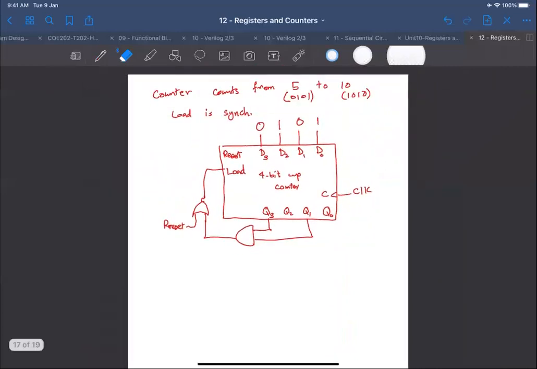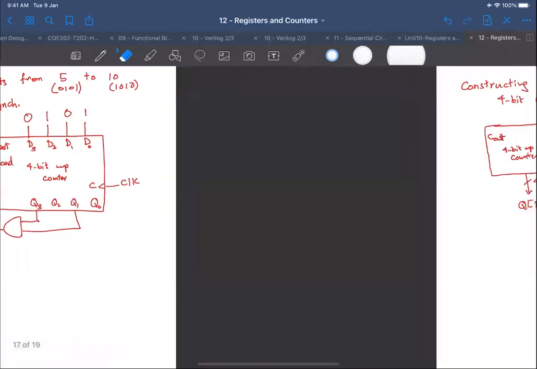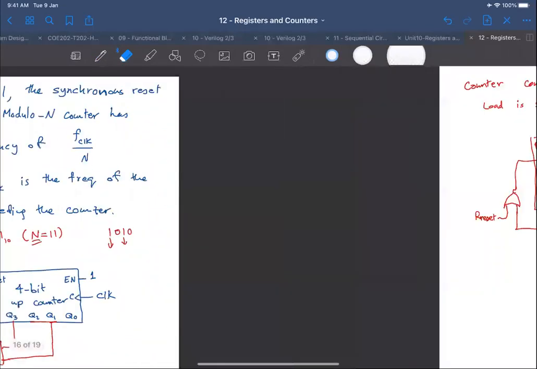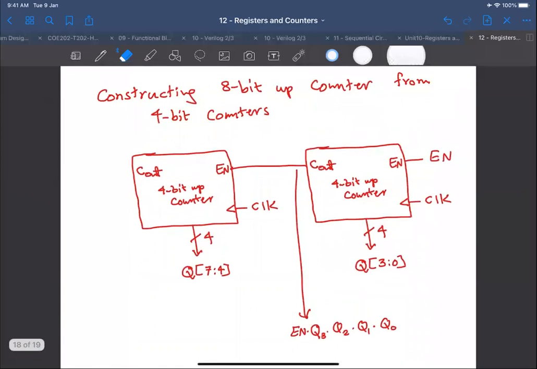Okay. So this is a counter that counts from 5 to 10, and you could generalize this to whatever you want. Okay. Now, in addition to that, we can construct larger counters from smaller counters.